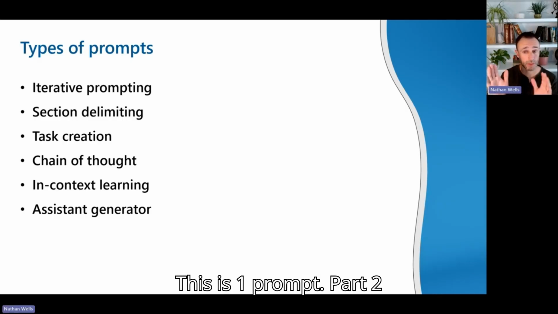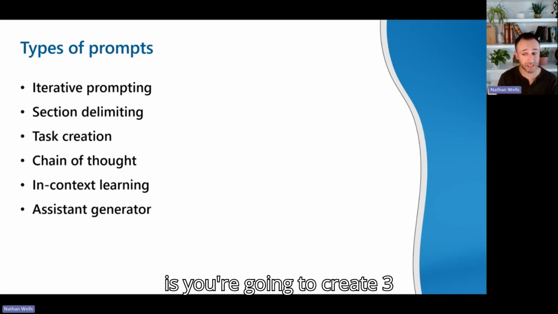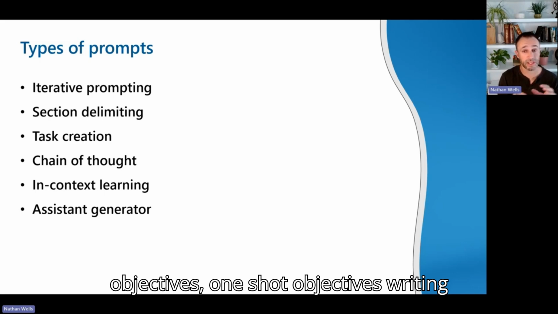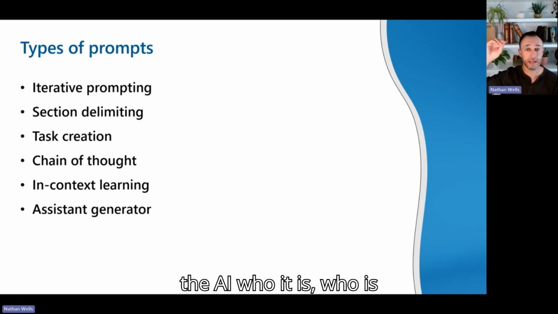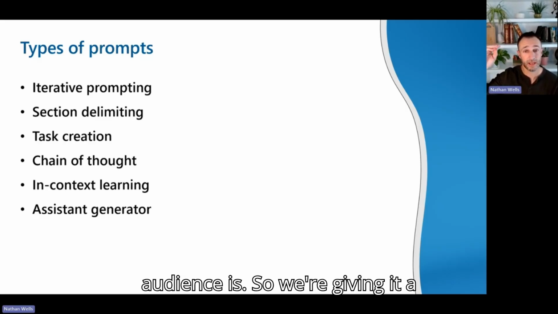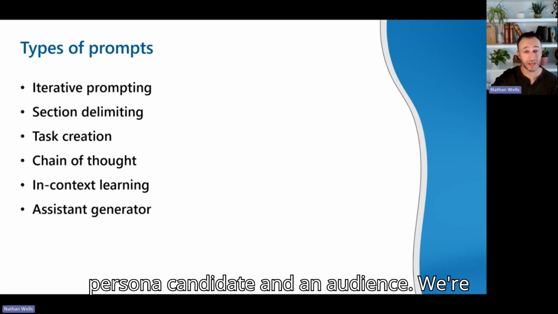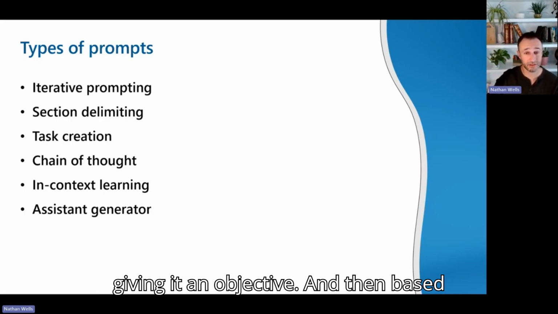Part two, this is one prompt. Part two is you're going to create 3 objectives, workshop objectives, written as SMART goals. So now we're giving the AI who it is, who its audience is. So we're giving it a persona, we're giving it an audience, we're giving it an objective.